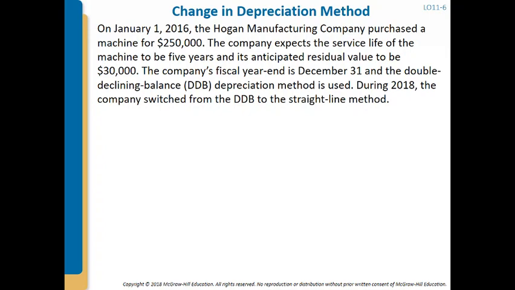All right, so here we have another example. On January 1, 2016, Hogan purchased a machine for $250,000. The company expects the service life of the machine to be 5 years. Anticipated residual value to be $30,000. Company's fiscal year end is December 31, and double declining balance depreciation method is used. During 2018, the company switched from DDB to the straight line method.